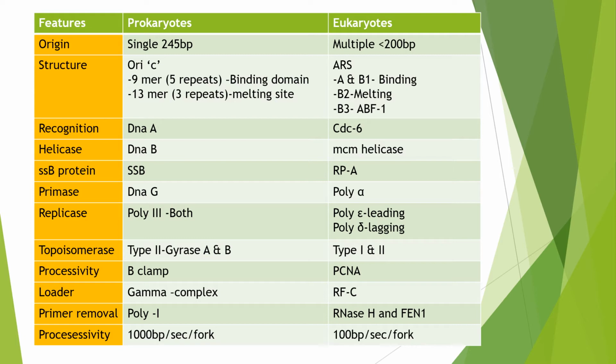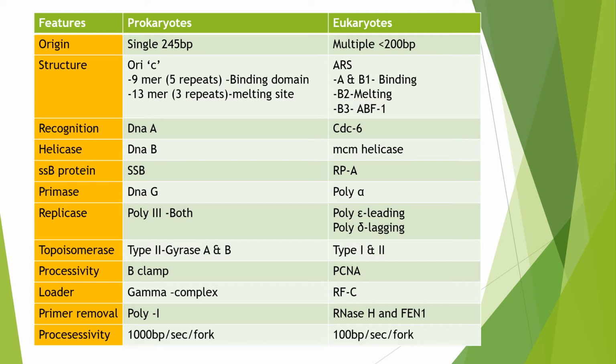Then when we start reopening the strand at a particular point, the other strands get extra coiling, which we call supercoiling. To avoid that supercoiling, there is the function of another enzyme called topoisomerase. The word itself, topo, means it is going to maintain or affect the topology of the DNA. In prokaryotes that is type 2 topoisomerase, which is usually gyrase A and B, whereas in eukaryotes both type 1 and type 2 topoisomerases are involved.